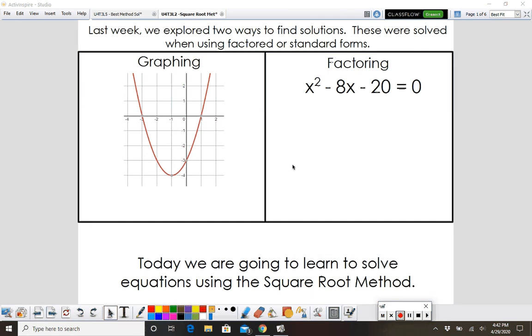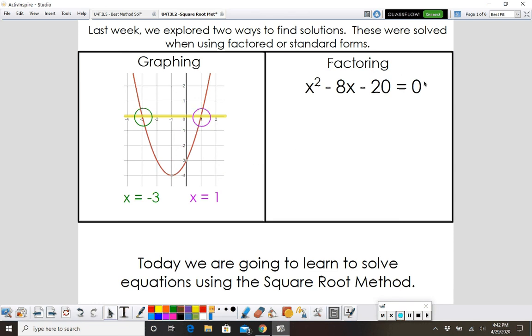So far we've looked at two ways to find solutions to quadratic equations. The first way we looked at was graphing. When you graph a quadratic equation, the solutions are the places where your parabola crosses your x-axis. So this quadratic equation has two solutions, one right here at -3 and one here at +1.